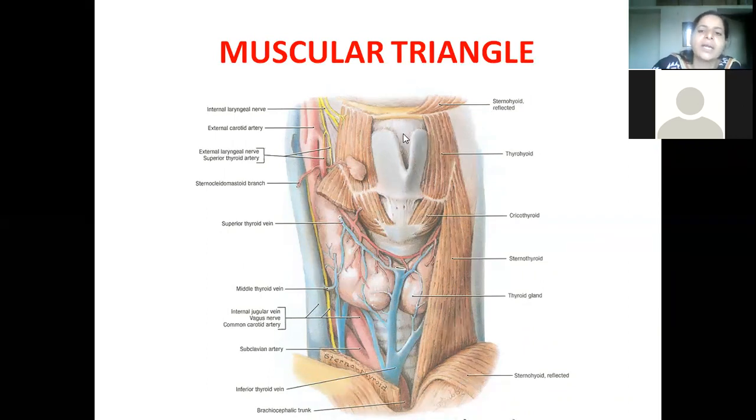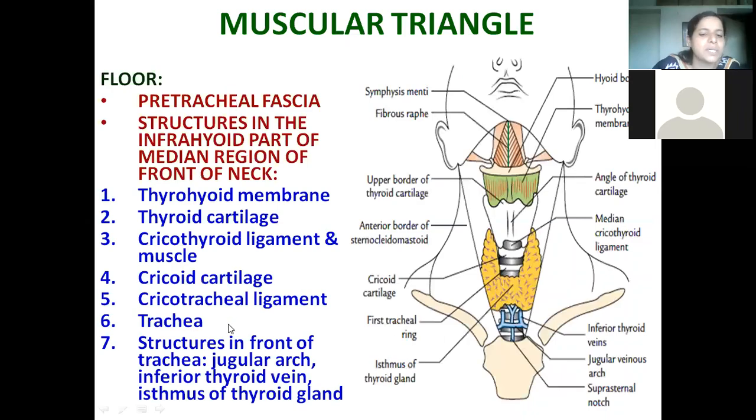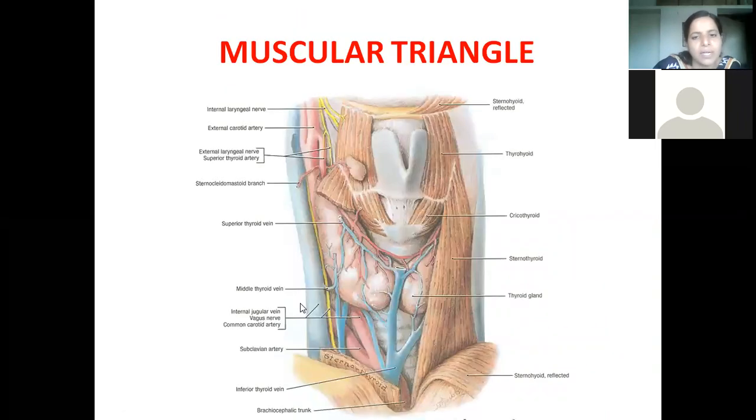This is the thyroid cartilage. This is the thyrohyoid membrane. This is the cricothyroid ligament and membrane, isn't it? This is the isthmus of the thyroid gland. These are the inferior thyroid veins. The jugular venous arch. Whatever structures were listed as the floor contents, I gave two pictures so as to make you understand very clearly.